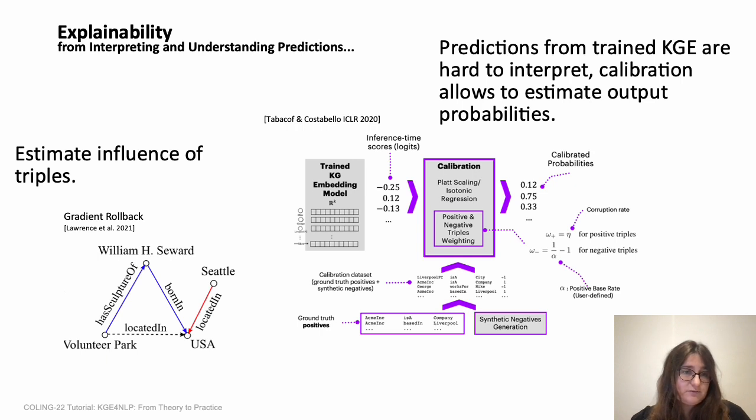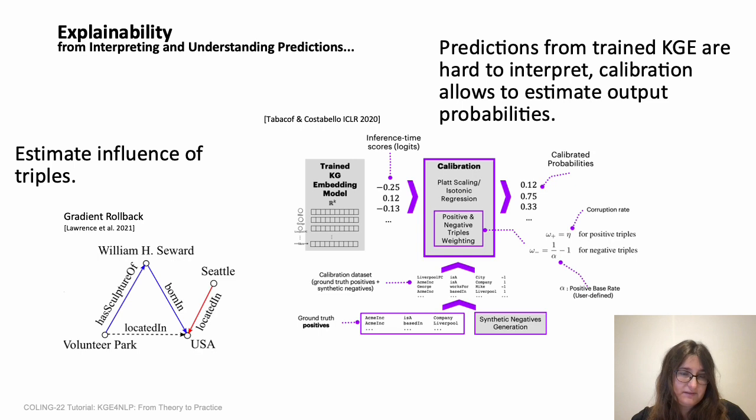Now let's move on to explainability. One of the recent works from last year is Gradient Rollback, which estimates the influence of triples for the given prediction. We can see that the target triple, Volunteer Park, located in USA, has the most influential triple highlighted in green and red.